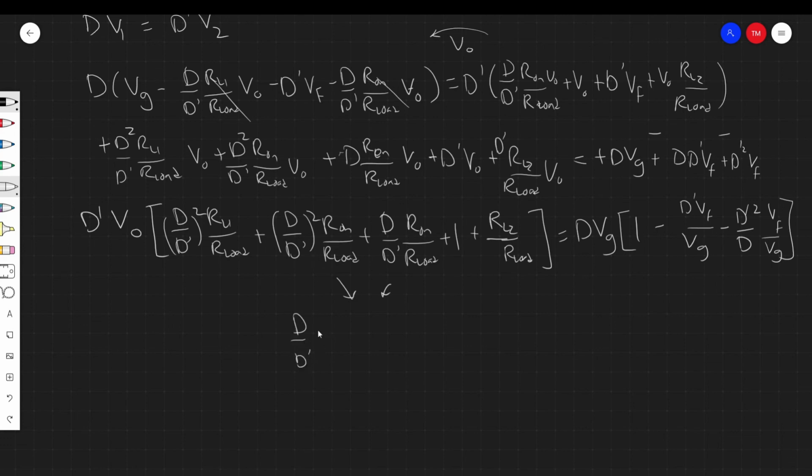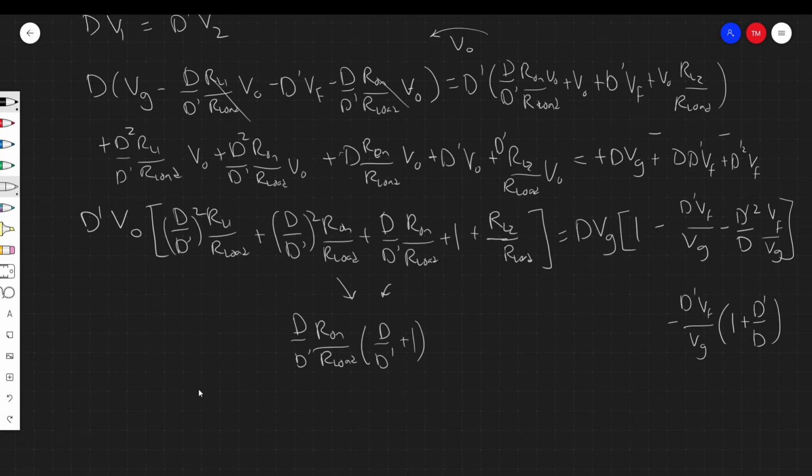So D over D prime, we can factor out D over D prime from both terms. So we get D over D prime plus 1. This is equal to 1 over D prime, right? And we can also factor out D prime VF over VG. Right? This thing is actually a very similar term to this. This is 1 over D.